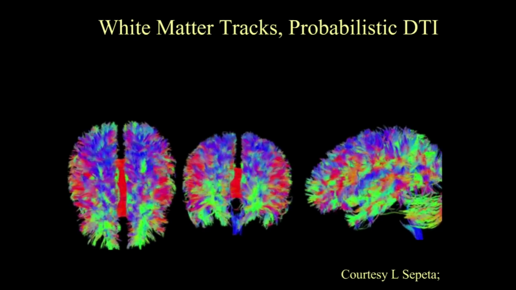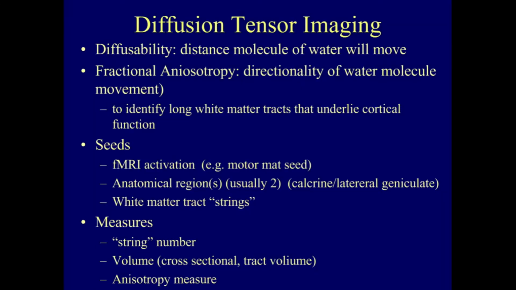So white matter tracts can also be evaluated. This is a map using probabilistic DTI, which gives you finer grained resolution of white matter tracts. In diffusion tensor imaging, one is looking at diffusibility. This is the distance a molecule or water will move. Fractional anisotropy is the directionality of that water molecule, and that can be used to identify the long white matter tracts that underlie cortical function.